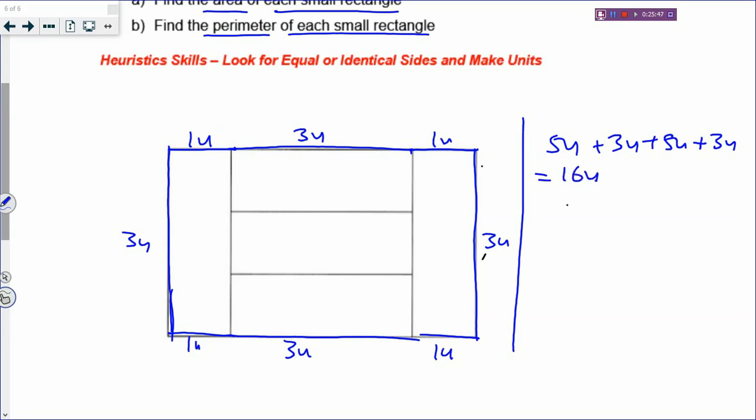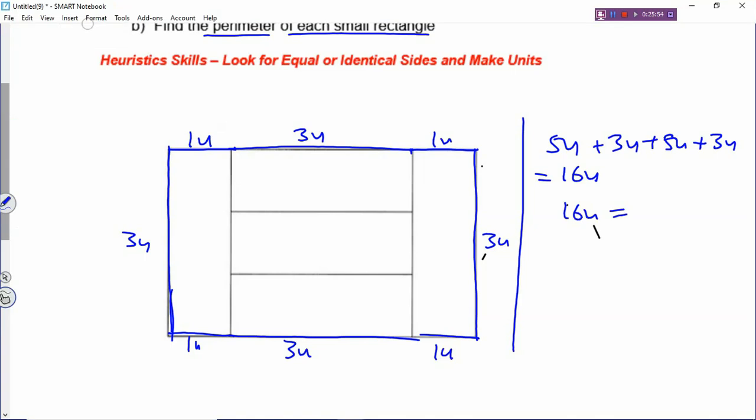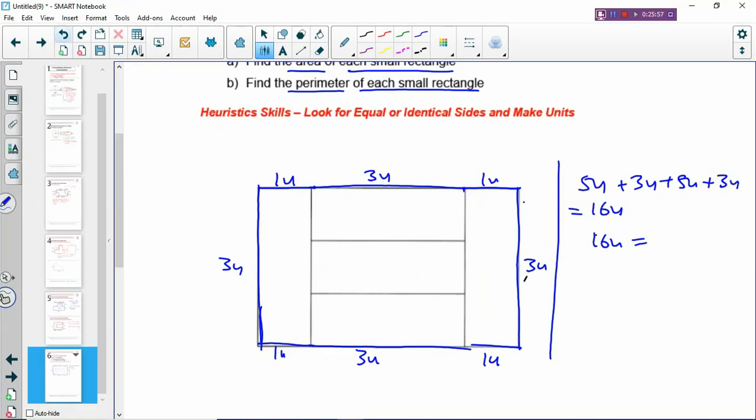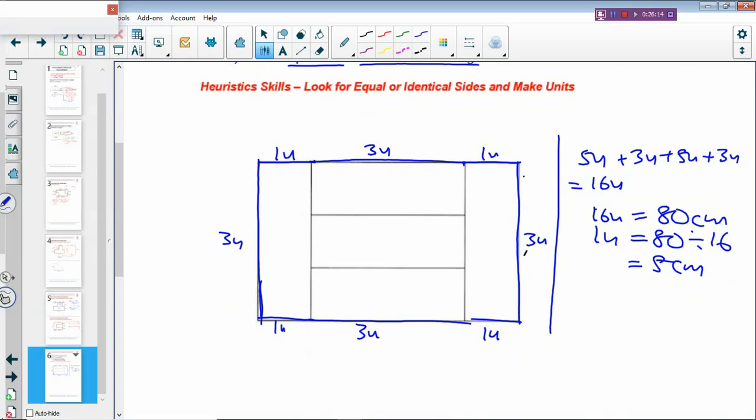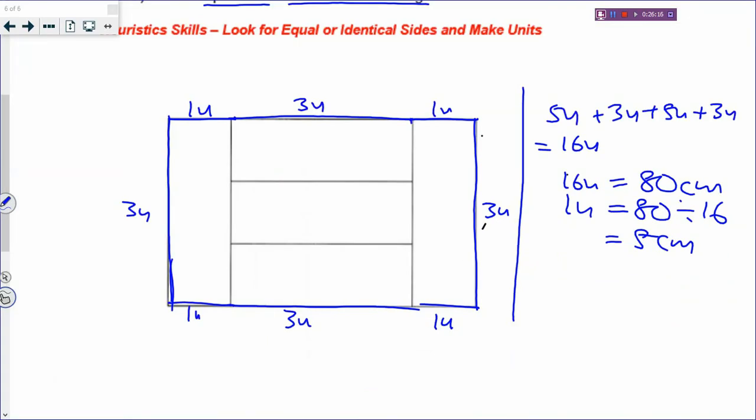So the perimeter of this figure is 16 units, which is also how many cm? Which is also your 80 cm, right? So your 16 units is also 80 cm. So your 1 unit must be 80 divided by 16. So your 1 unit is 5 cm. And you can solve already, right? You can see the perimeter of the figure is 80 cm. So if 80 cm is the perimeter, then the 16 units, which is also the perimeter, is equal to 80. So 1 unit is 5.